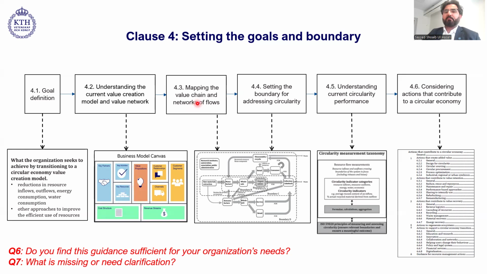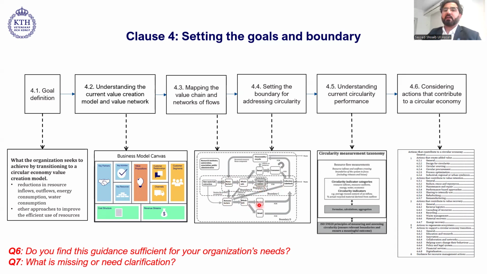Subclause 3 states to map the value chain and value networks. So here the purpose is that first of all, you need to understand how your value chain is structured, how your value network is structured, who are the suppliers, who are the customers, who is connected with whom. And then once you have mapped them, then you need to decide how you want to focus. So for example, you want to focus at the organization level in this 4.4, or you want to focus at the first tier suppliers, maybe at the value chain level, or maybe the whole value network.